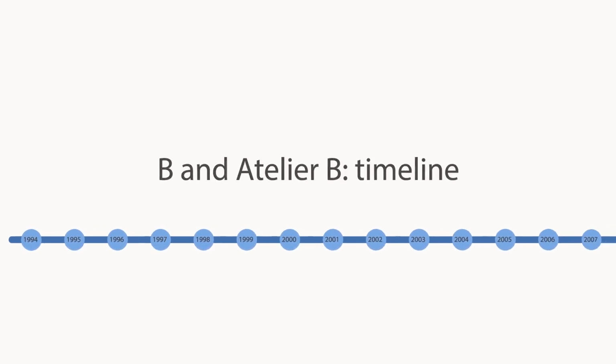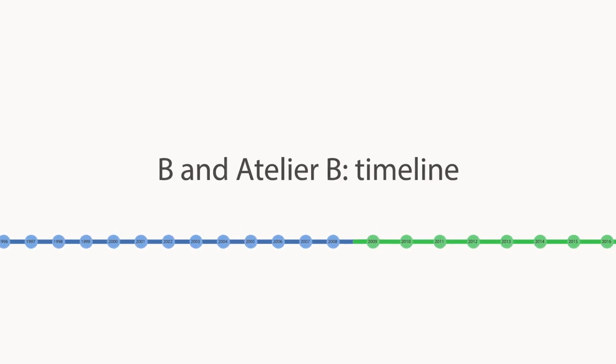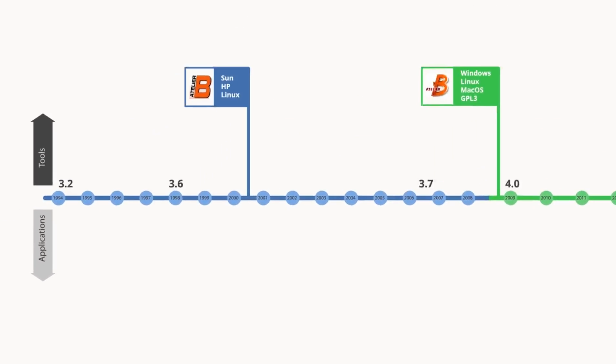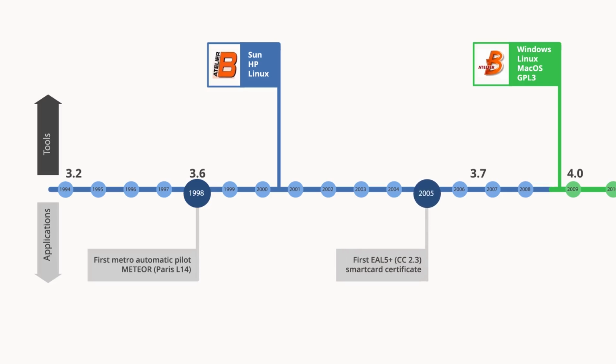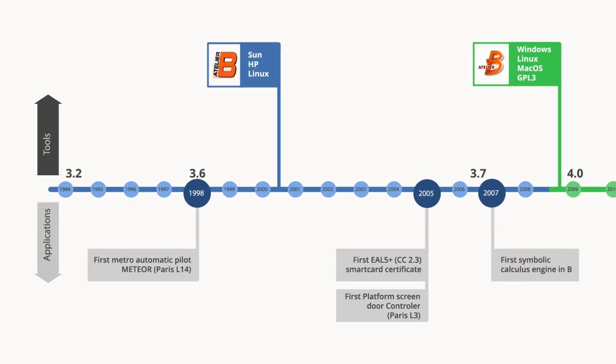First, some words about the Atelier-B history and its three major releases. Version 3 was used for different kinds of industrial applications like the first metro automatic pilot in Paris, line 14, EAL 5+ certification for the smart card industry, platform screen doors controller in Paris, line 3, and a symbolic calculus engine. During these 14 years, new features were added like automatic refinement, that is the ability to automatically generate part of the modeling, and the support for Event-B language.